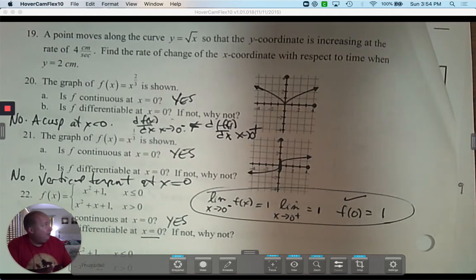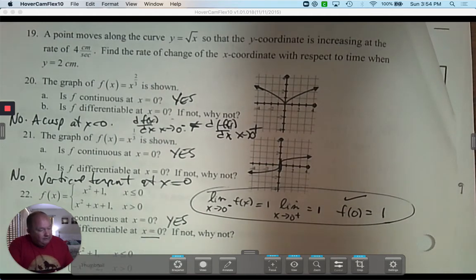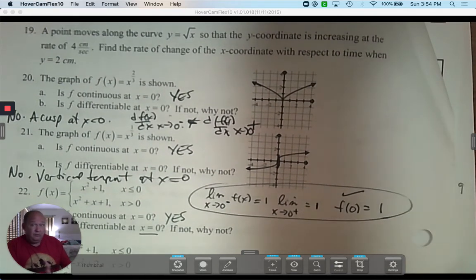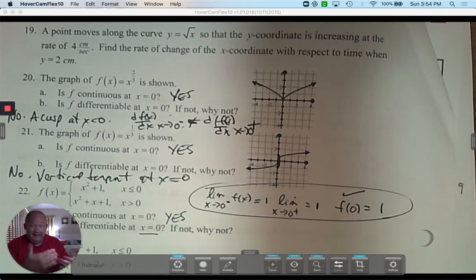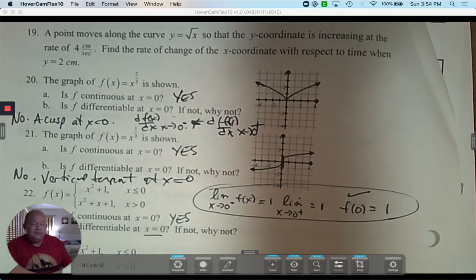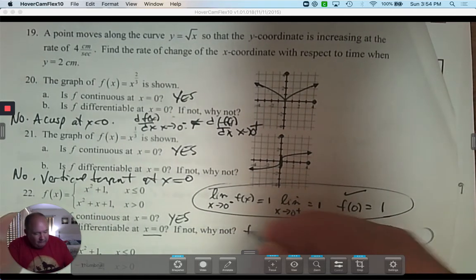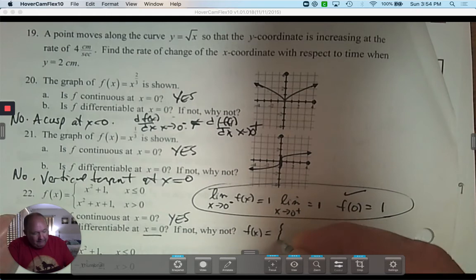And if not, why not? So when I look at 0 and look at differentiability, first of all, I need to know it's continuous at 0. Because if it's not continuous at 0, it can't be differentiable. So the next thing I look at then is to take the derivative of both parts. And then the top and the bottom have to match.